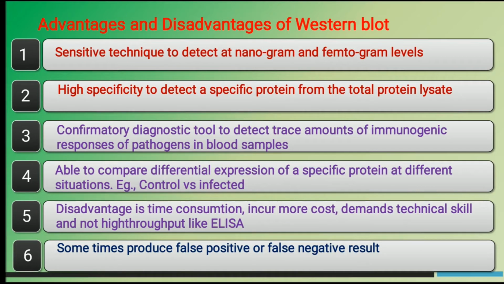The disadvantage is that it takes more time, the cost per sample is comparatively high, and it demands technical skill. It is not high throughput like ELISA. And in some cases, the Western blot will produce false positive and false negative results.